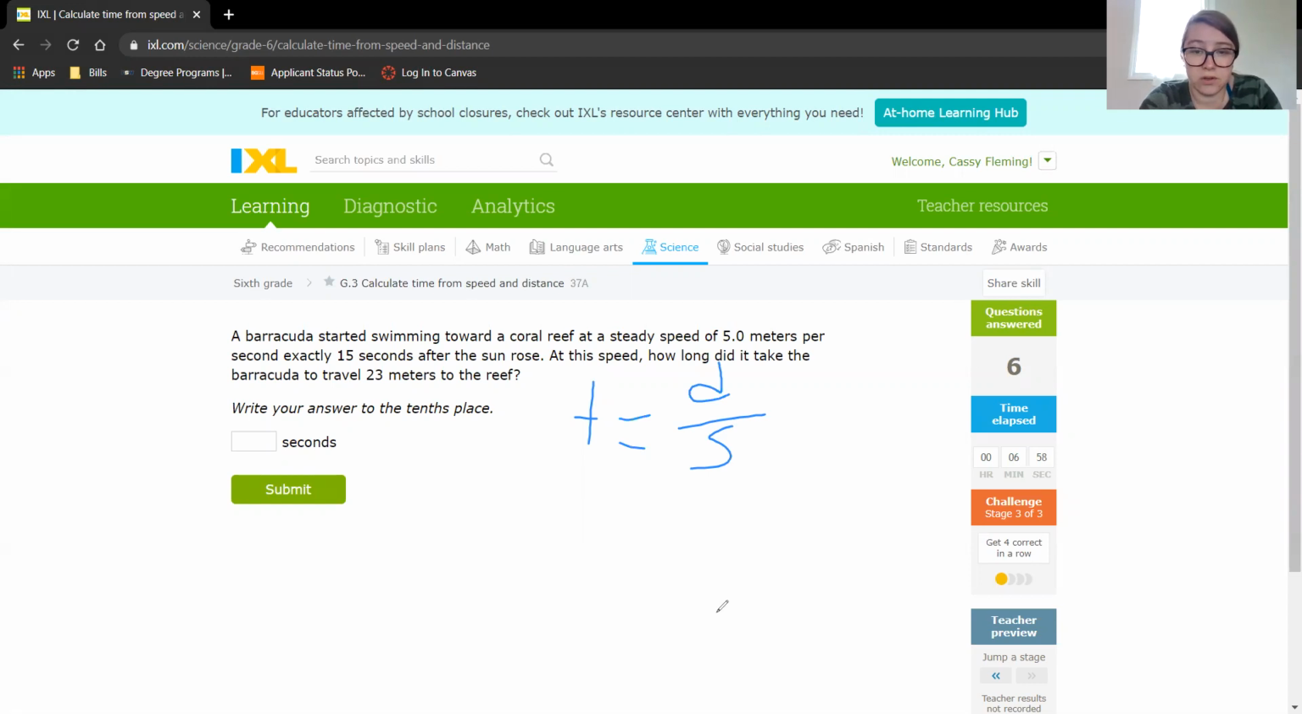It told us that it was going a steady speed of 5 meters per second. So that is our speed. This is just nonsense trying to distract us. And then it wants to know how long it would take to go 23 meters. So that is our distance. So now we have to divide 23 by 5. This is a smaller number, so I'll work it out for you.